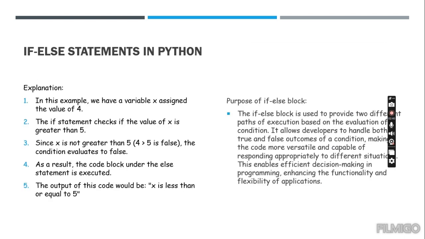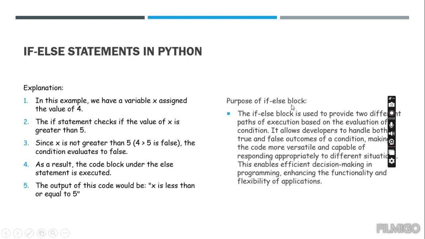Explanation. In this example, we have a variable x assigned the value of 4. The if statement checks if the value of x is greater than 5. Since x is not greater than 5, 4 > 5 is false, the condition evaluates to false. As a result, the code block under the else statement is executed. The output of this code would be "x is less than or equal to 5".